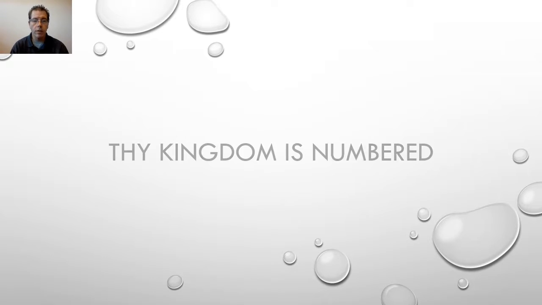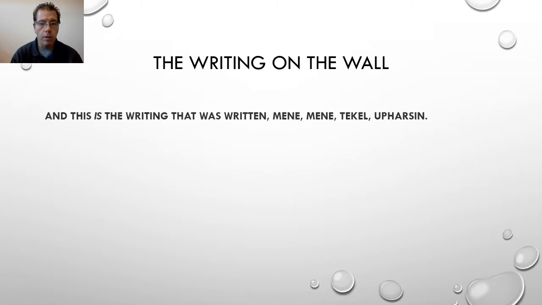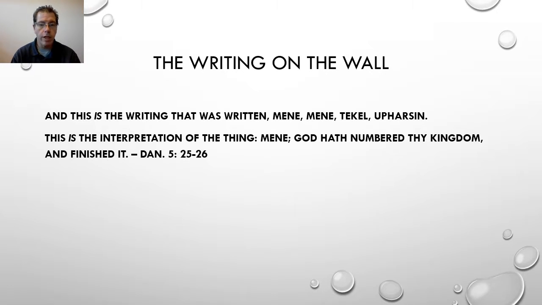This video is titled, Thy Kingdom is Numbered. That is the writing on the wall in part, and we're going to look at that today. The writing on the wall from the book of Daniel. And this, the writing that was written, Mene, Mene, Tekel, Upharsin. This, the interpretation of the thing. Mene, God hath numbered thy kingdom and finished it. That is part of the writing on the wall, the part we're going to look at today. God hath numbered thy kingdom and finished it.